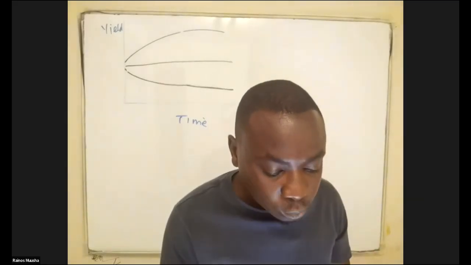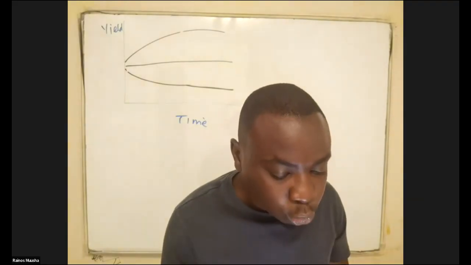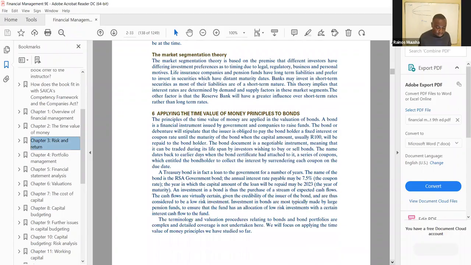So with the market segmentation theory, they are basically saying that the yield curve is going to be dependent on exactly what maturity segment the investor finds themselves under. That's basically what the market segmentation theory is saying there. Are there any questions when it comes to the theories? Any questions?